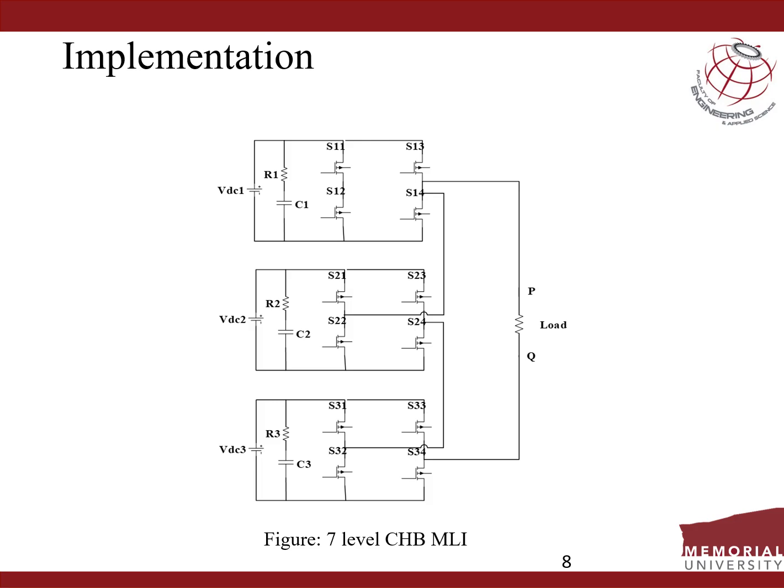And we have 3 DC voltage sources for the 7 level, which are denoted in this schematic as VDC1, VDC2, and VDC3. And we will have the AC voltage at the output end, in the PQ end, which will have the 7 level of the voltage.